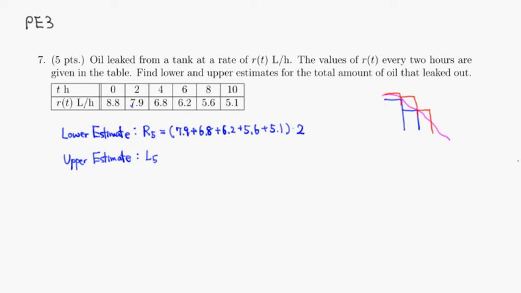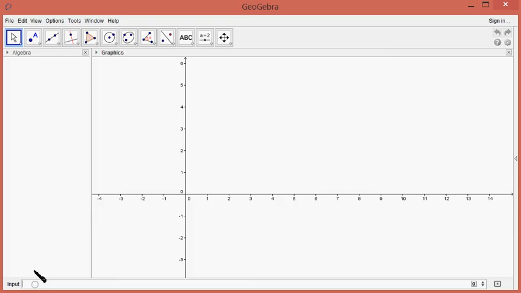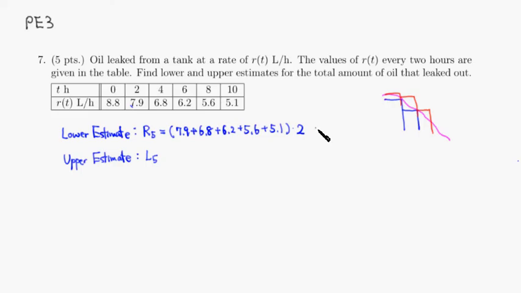So let's compute that using GeoGebra. We have 7.9 plus 6.8 plus 6.2 plus 5.6 plus 5.1, then you multiply by 2. So we got 63.2. So this came out to be 63.2 liters.